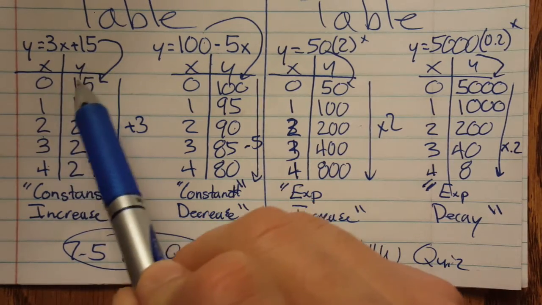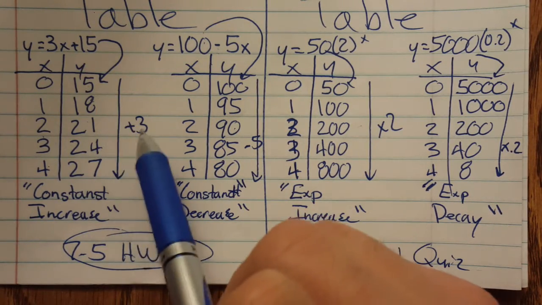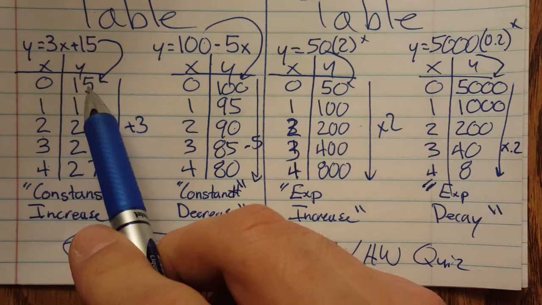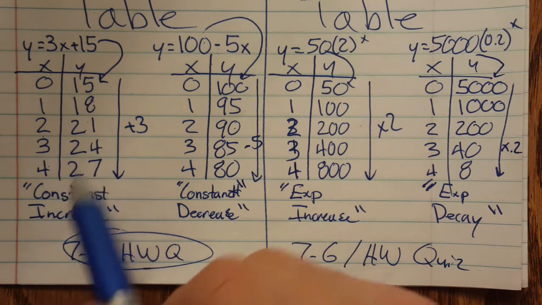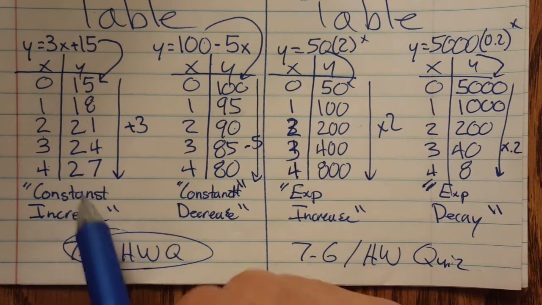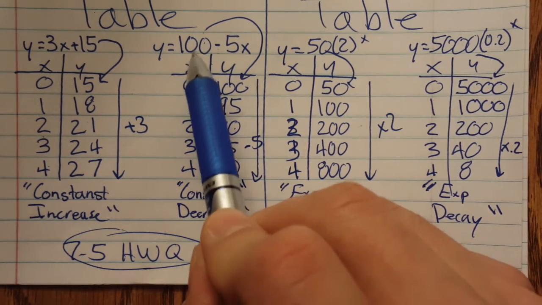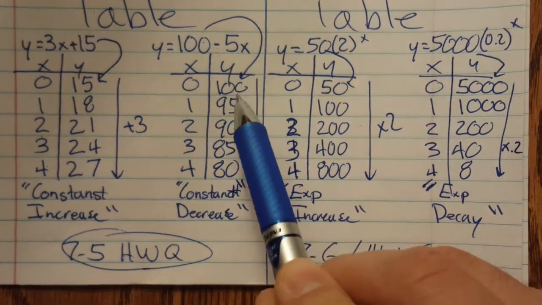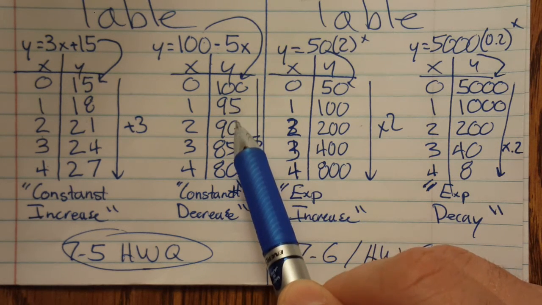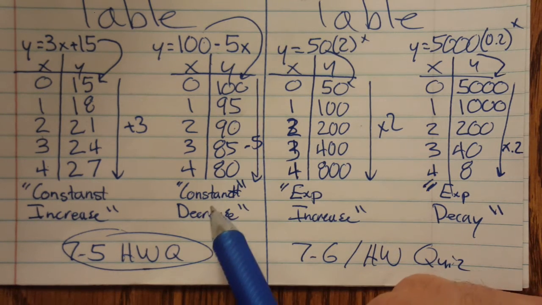So 3x plus 15, what do? You start at 15, you add 3. We know this, we've done these tables before. Plus 3, plus 3, plus 3, it's linear. It's consistent, it's called a constant increase. So if you're going to use an official math term for it, you would say constant increase. Start at 100 and minus 5x. Start at 100, you minus 5, minus 5, minus 5, all the way down. That's called a constant decrease.